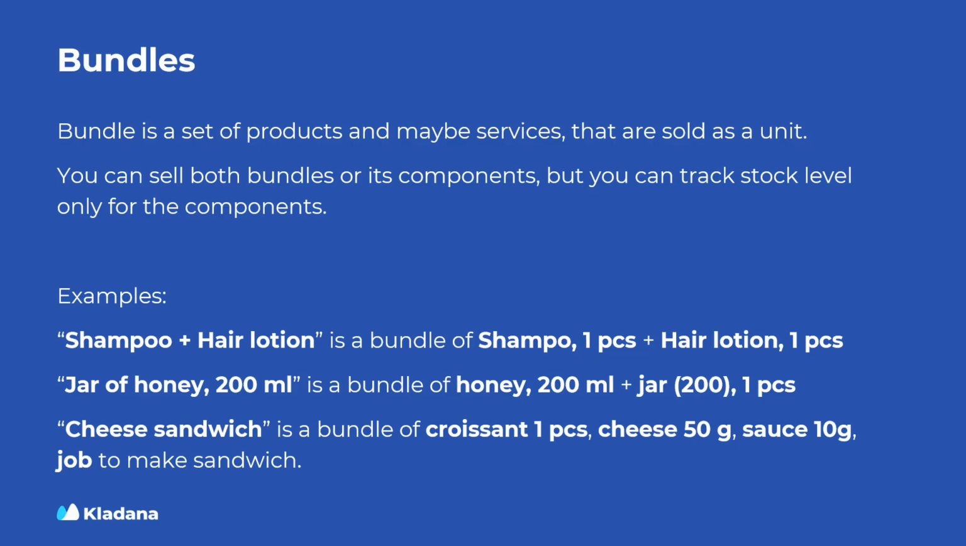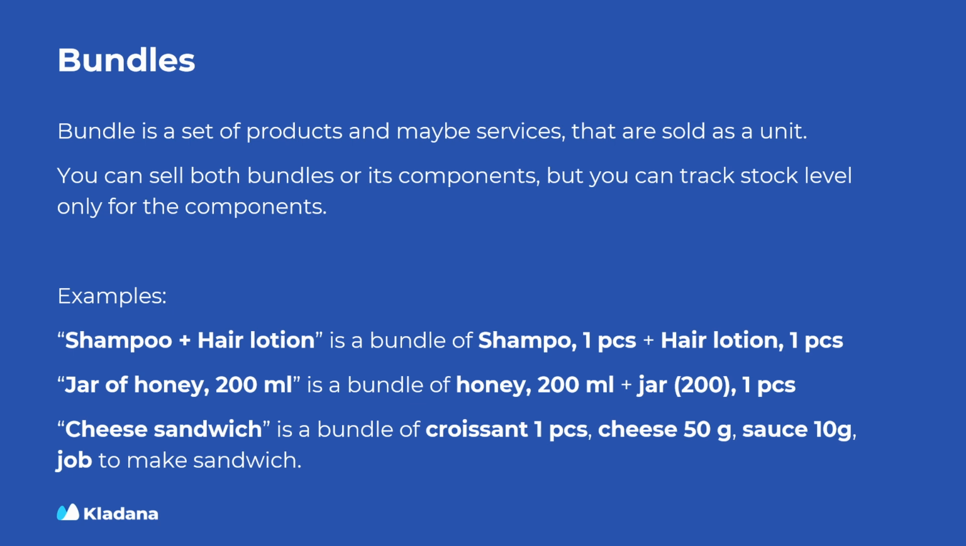That's all about variants. Now I will show you another option to organize your inventory: bundles. A bundle is a set of products and maybe services that are sold as a unit. You can sell both bundles or their components, but you can track stock level only for the components. You can see different examples of using bundles. Some of them are not trivial.